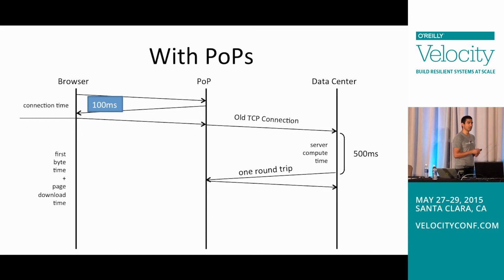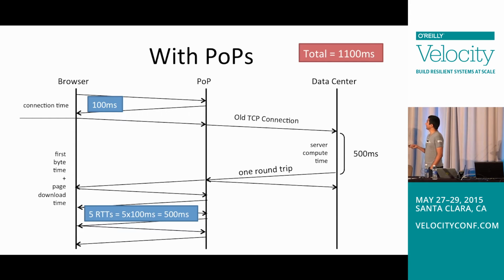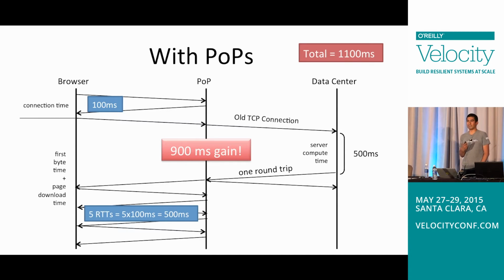Okay, so that already is a saving. And then obviously between the POP and the browser, since it's a new TCP connection, you still have the same old problem of 15 KB at a time. You still go through 5 round trips, but since it's only 100 milliseconds now, the overall time spent is only 500 milliseconds. So if you add all this up, 100 plus 500 plus 500, it's 1100 milliseconds now. If you compare it with the world without POPs, it was 2000 milliseconds. So you already have a 900 millisecond gain right away.